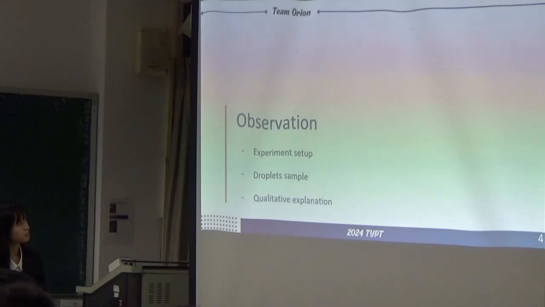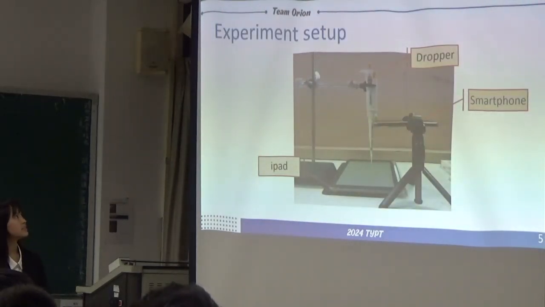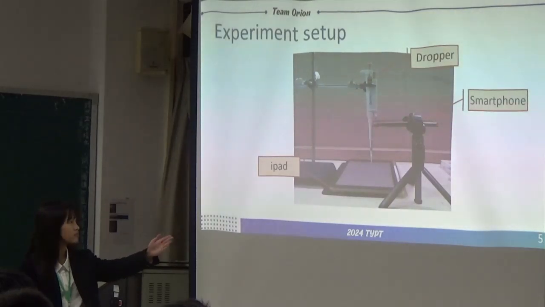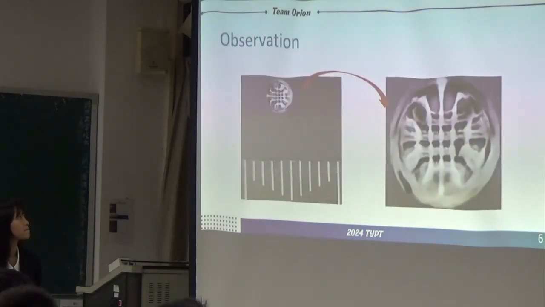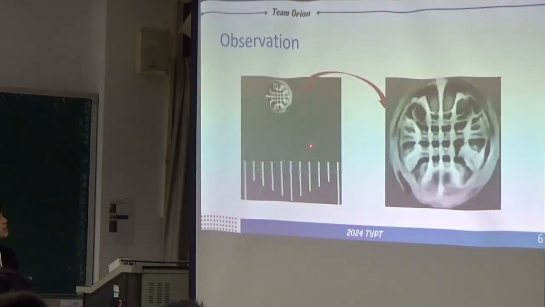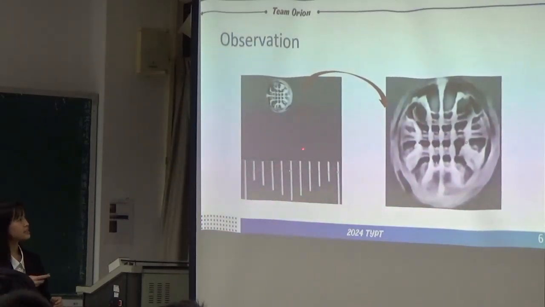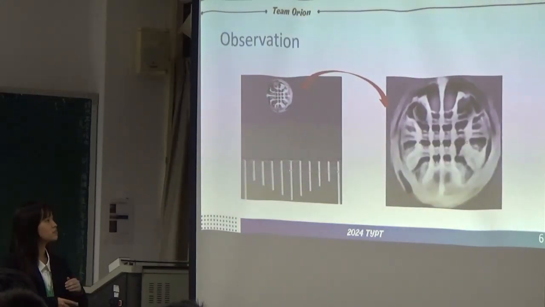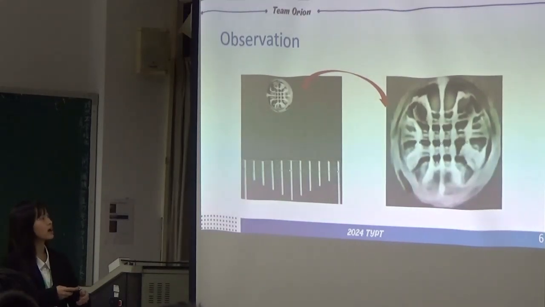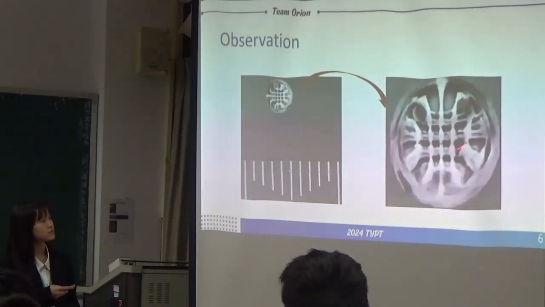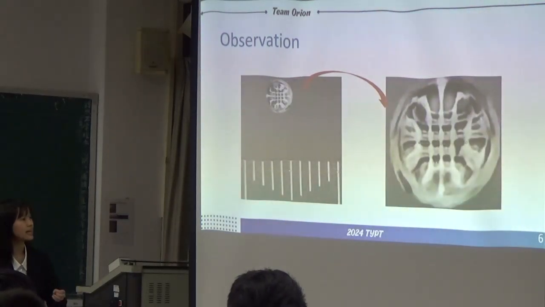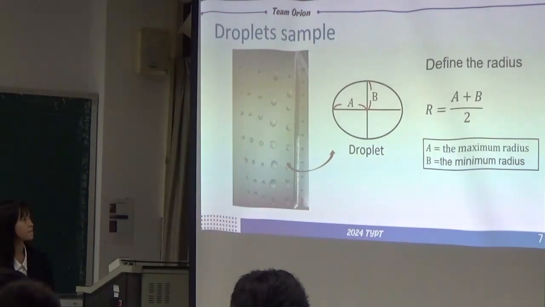So we move into the observation first. This is the equipment setup we use, including a dropper, a smartphone, and an iPad. And this is the observation video picture as we can see. So the pixels on the iPad we can see in normal situation. However, when we drop water on the iPad, we can see each pixel clearly. It means that the droplet can work as a microscope.